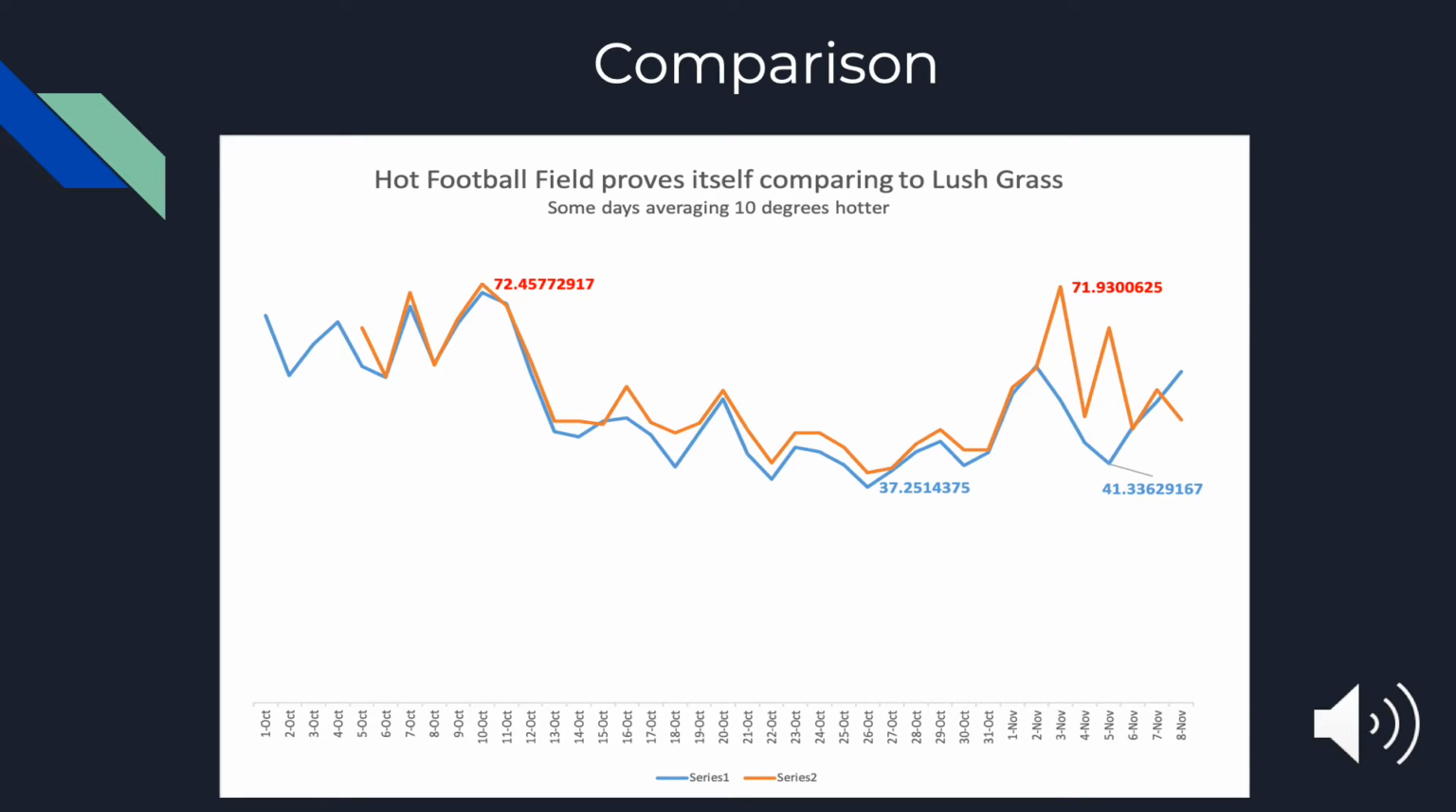And then lastly, here is a comparison of both the data loggers. The orange is the football field, and the blue is the grassy area between Bates and Wilson Hall. You can see I also direct labeled the highest and the lowest for both locations. And you can see that the highest temperature is higher and the lowest is always lower on the cooler areas.